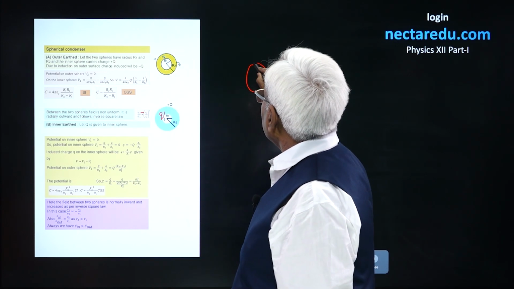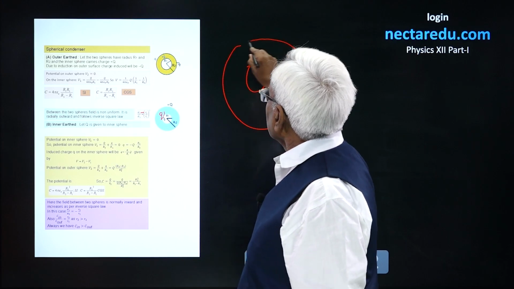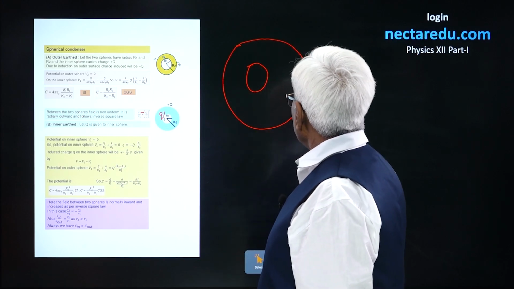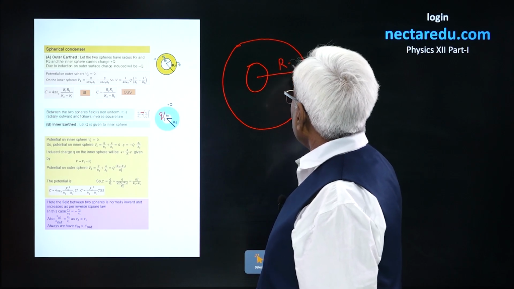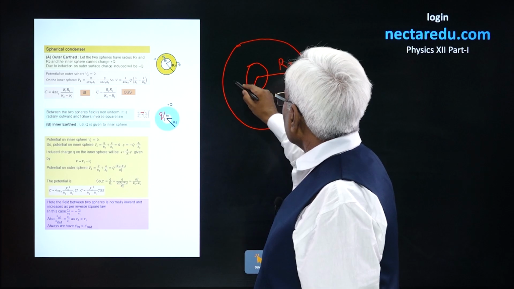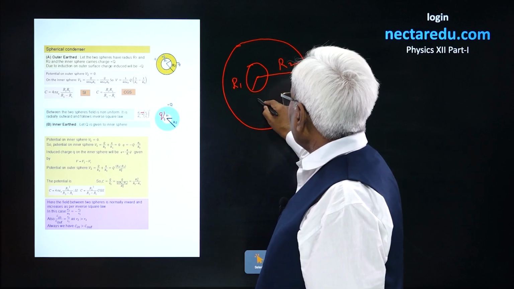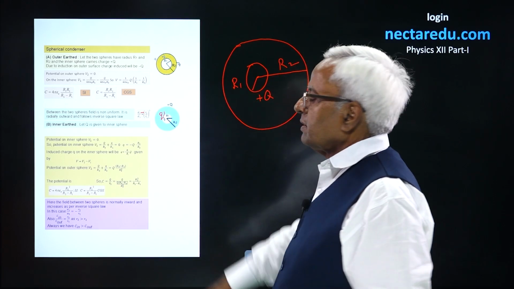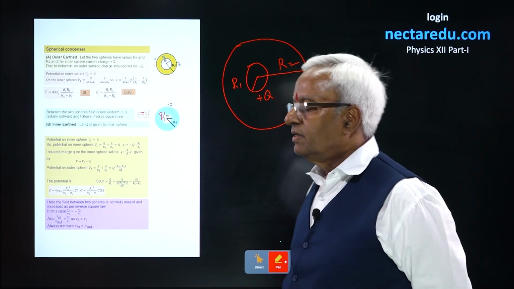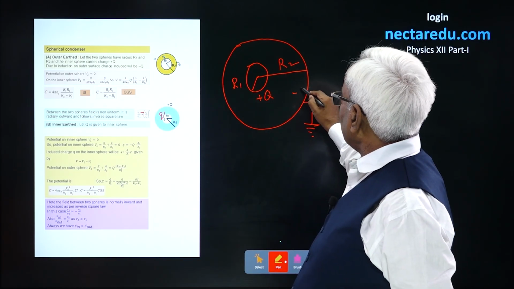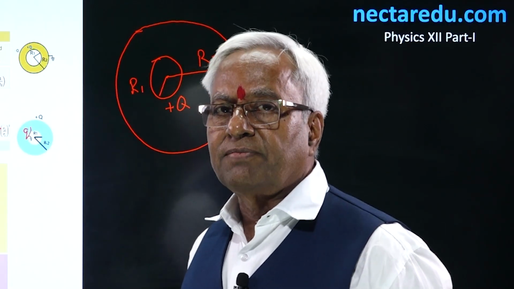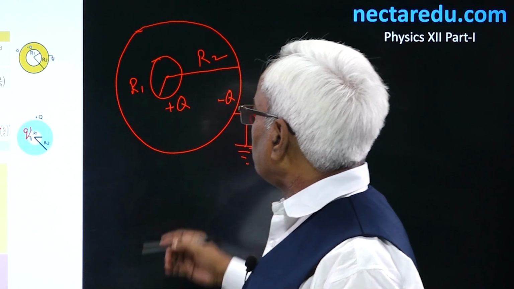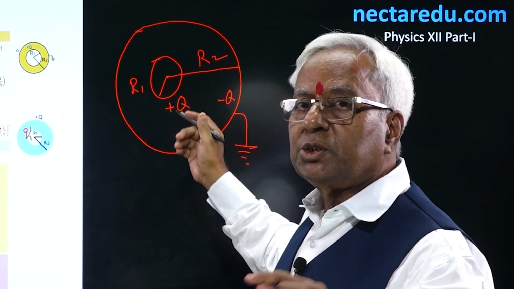Here in the first type, the outer sphere has been grounded. There are two spheres. This one has been grounded and has the radius r2. The inner one has the radius r1. Suppose the charge given to the inner one is plus q. Because of induction, since we have considered metallic spheres, an equal amount of charge will be produced on the bigger sphere.